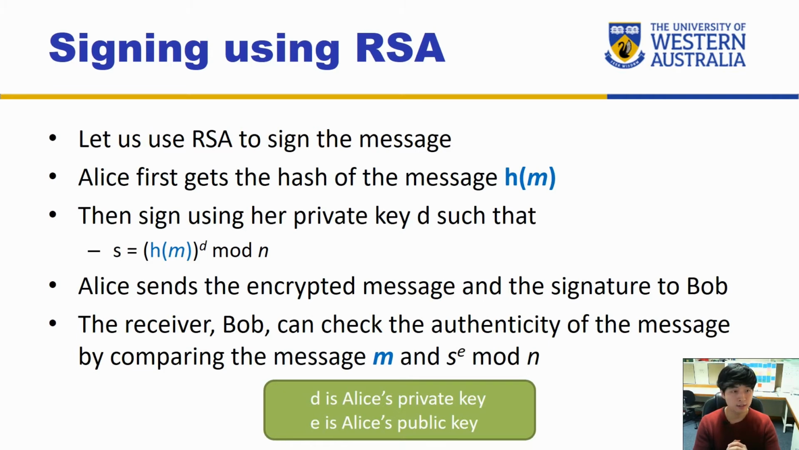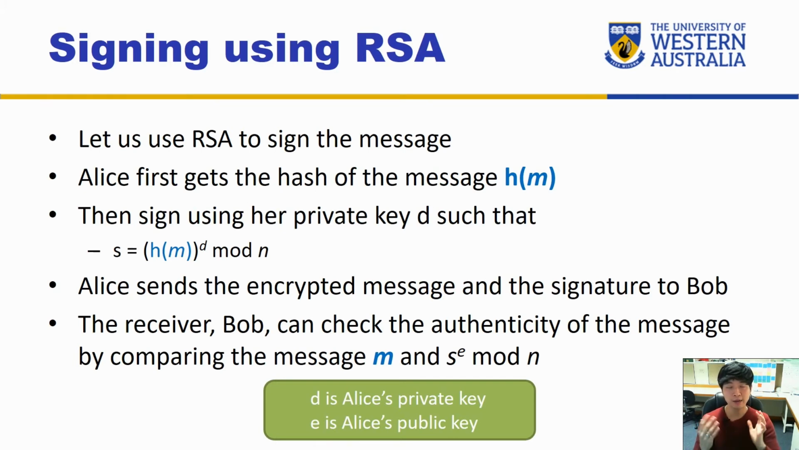So Alice first gets the hash of the message, h of m, then signs using her private key d such that the signed message s is the hash to the power of d mod n. So if you remember the RSA operations, this you can apply to decrypting an encrypted message to retrieve the plain text, but instead we are putting the hashed message in there. Then Alice sends the encrypted message, so that means you can encrypt the message and also send this signature together.